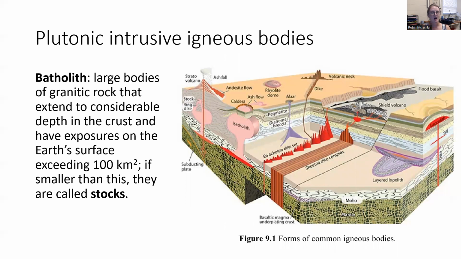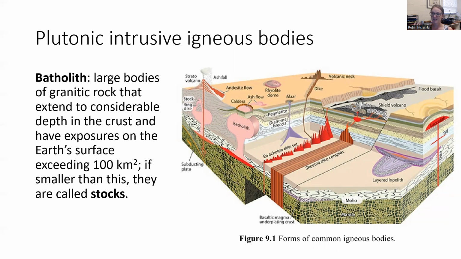Right, the next plutonic igneous body we're going to talk about is a batholith. Batholith, as you can see in this figure, is that pink balloon-shaped feature. They are large bodies of granitic rock that extend to considerable depths into the crust. So these batholiths are huge. If they are exposed on Earth's surface, they can have huge exposures, exceeding 100 square kilometers. If they're smaller than this, they're often called plutons or stocks.